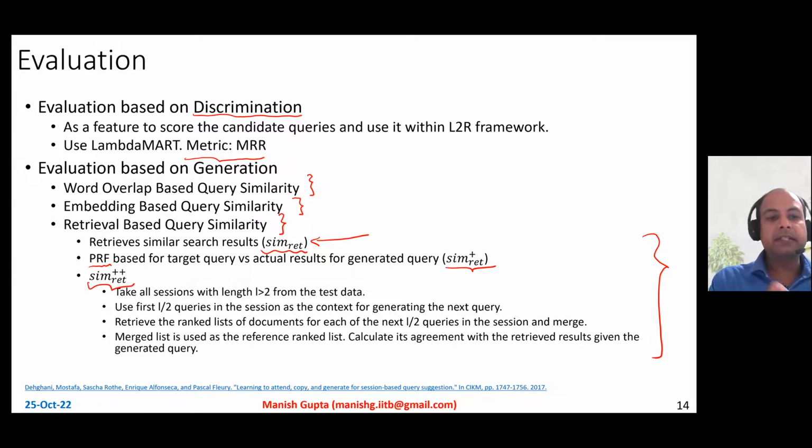And the third metric is interesting. It takes all sessions with a length greater than 2. For example, consider a session with length 4, right? Now you would use the first two queries as input and try to guess the third query. Now, when you have the third query, you basically get the search engine results for the generated query. You also get the search engine results for the third and the fourth actual queries, ground truth queries, and then you compare these results, right? So the merged list from the ground truth side is compared with the list of results that you get for the generated query. And if there's a good match, then you basically will have a high SIMRED plus score.